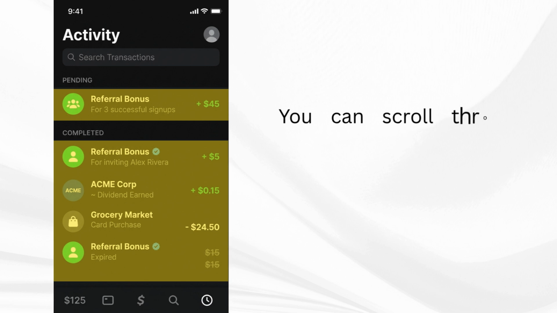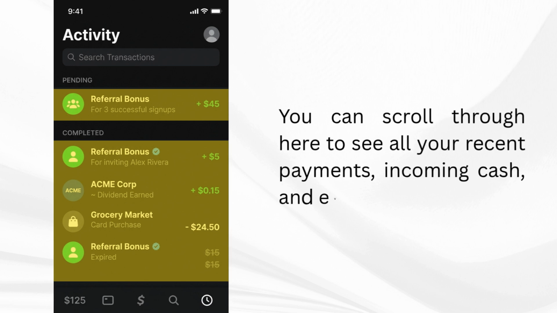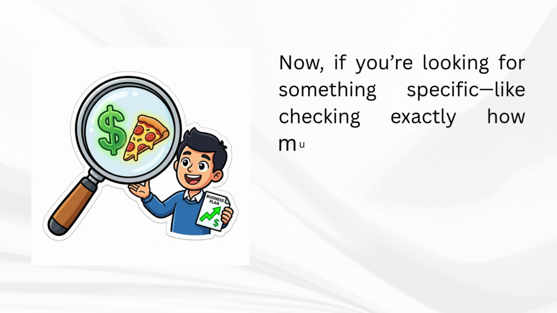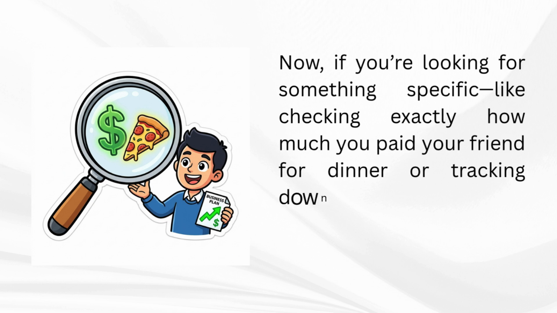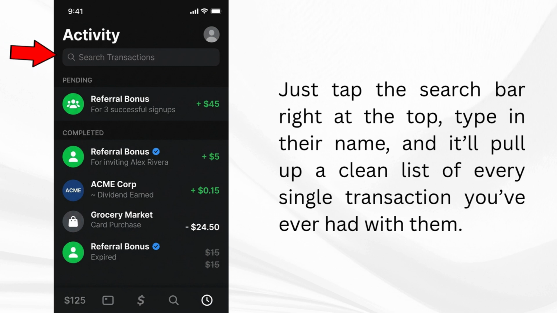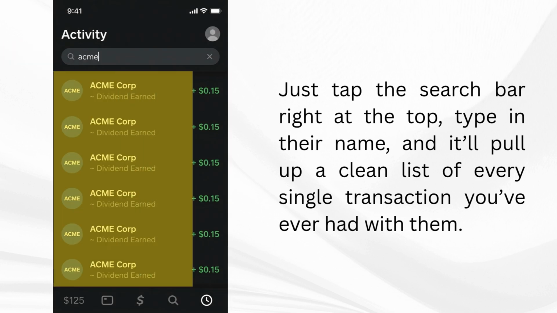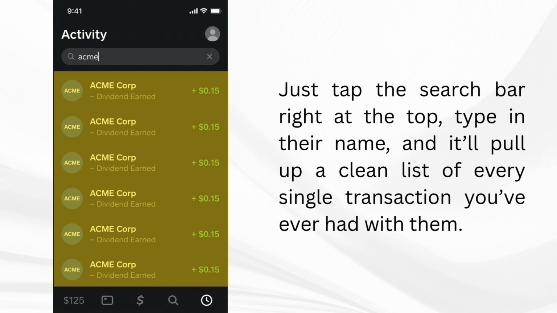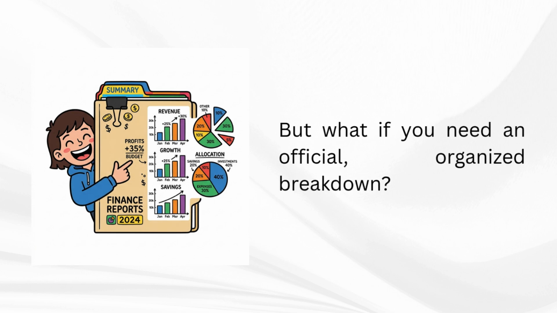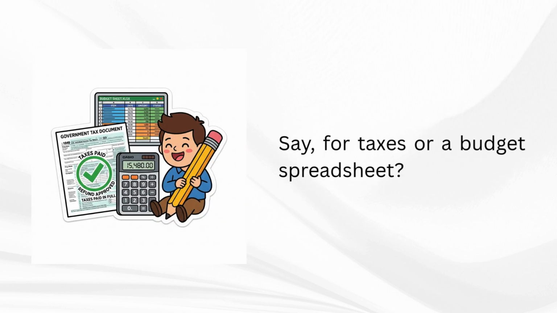You can scroll through here to see all your recent payments, incoming cash, and even pending stuff. Now, if you're looking for something specific, like checking exactly how much you paid your friend for dinner or tracking down a specific company payout, don't waste your time scrolling. Just tap the search bar right at the top, type in their name, and it'll pull up a clean list of every single transaction you've ever had with them. Super handy. But what if you need an official, organized breakdown, say for taxes or a budget spreadsheet?